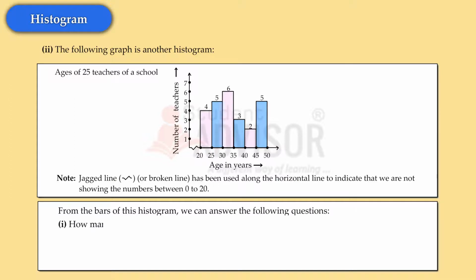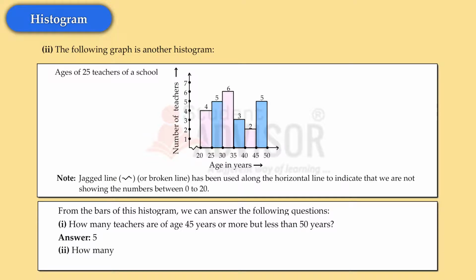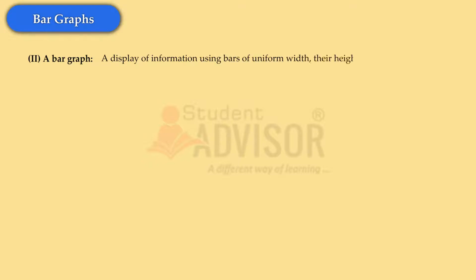Question 1. How many teachers are of age 45 years or more but less than 50 years? Answer: 5. Question 2. How many teachers are of age less than 35 years? Answer: 15. Bar graphs. 2. A bar graph is a display of information using bars of uniform width, their heights being proportional to the respective values.